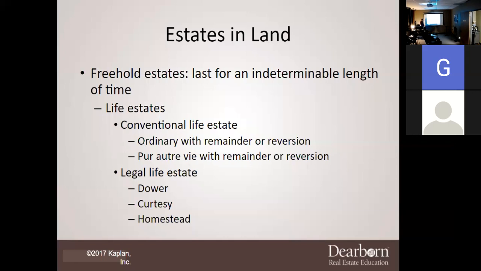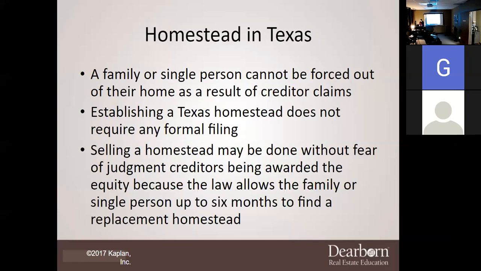Okay. Now, we're going to jump in talking about homestead, and we're focusing on Texas specific here. We're not talking about other states. So if you're taking the national exam, this applies to Texas only, not to the national portion, okay? So when we talk about homestead, as it says, it is that a family or single person cannot be forced out of their home as a result of a creditor's claim.